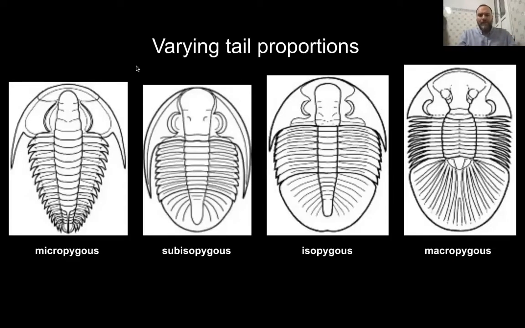And then when we talk about the tails, there's variation in that as well, where on the left, you'll see a teeny tiny tail. And then the next one here is a bit bigger, all the way up to a really large tail on the right.